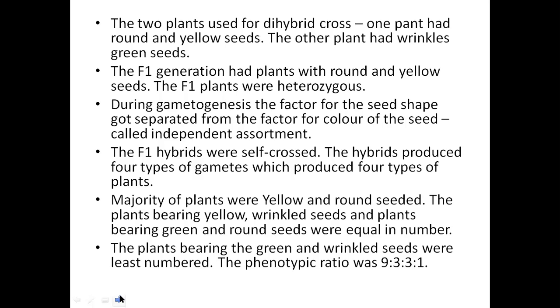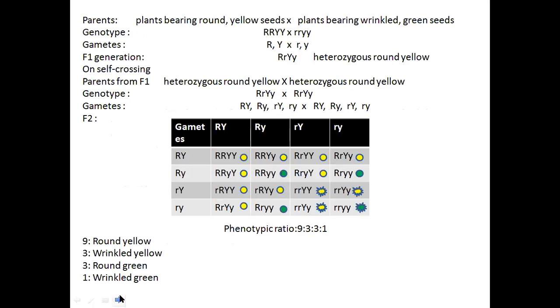Okay, so the plants were produced in the ratio of 9 is to 3 is to 3 is to 1. That was the phenotypic ratio. This is possible only when there are four different types of gametes. Now from an F1 plant, how could there be four different types of gametes? It is possible only when a factor gets separated independently. That is the importance of the law of independent assortment.